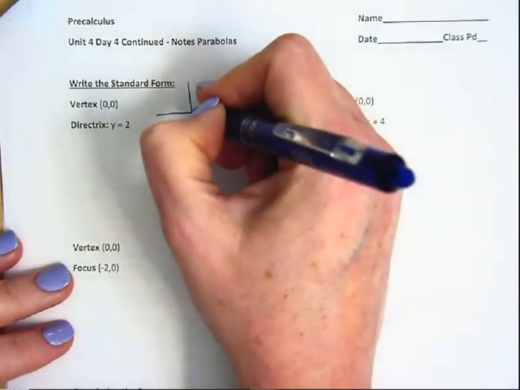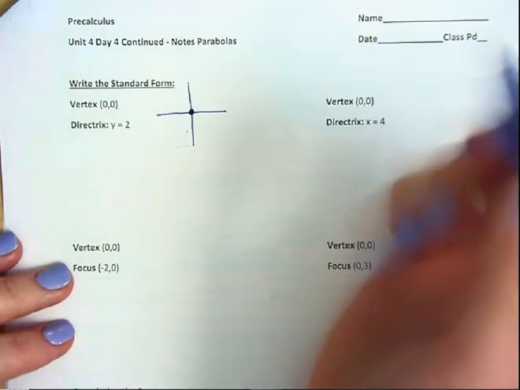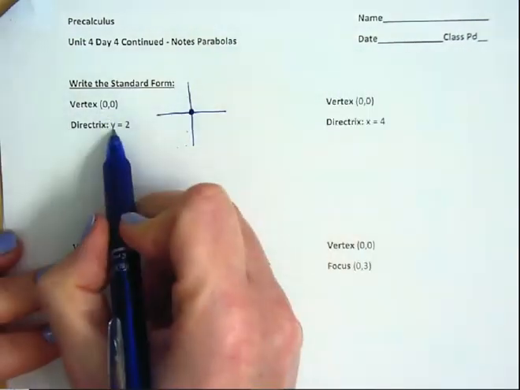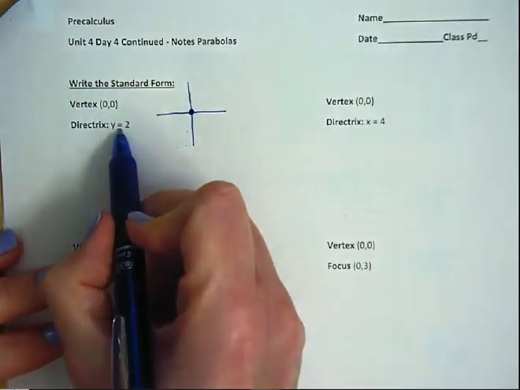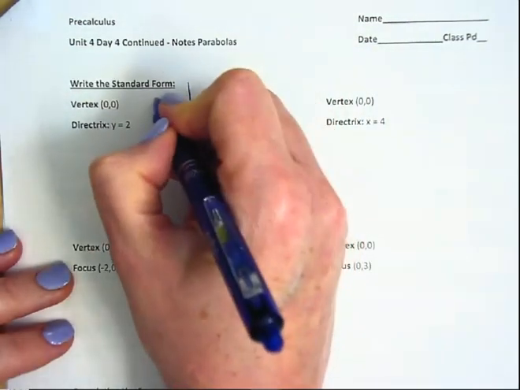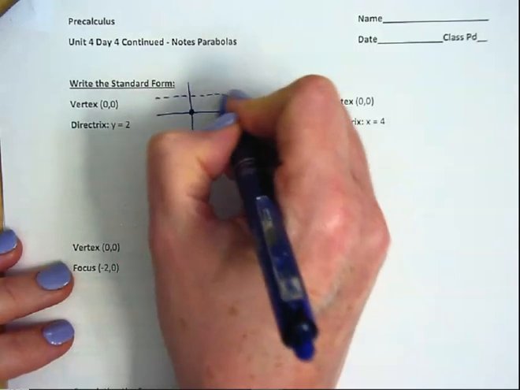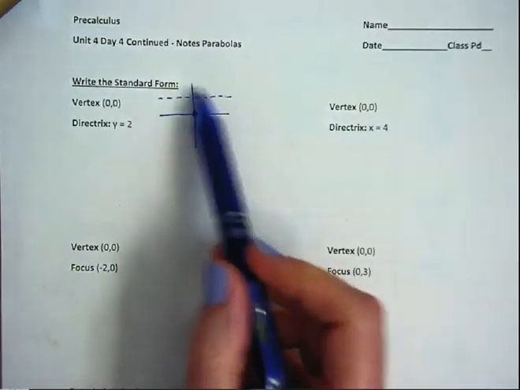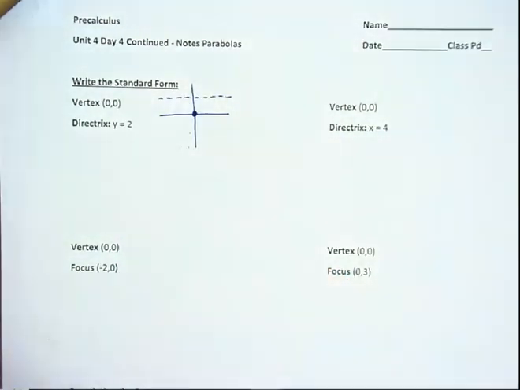Graph my vertex here at 0, 0, and my directrix at y equals 2. This is a horizontal line where every point has a y value of 2. So that's up here somewhere. Now, believe it or not, just these two things let me know pretty much everything else that I need.